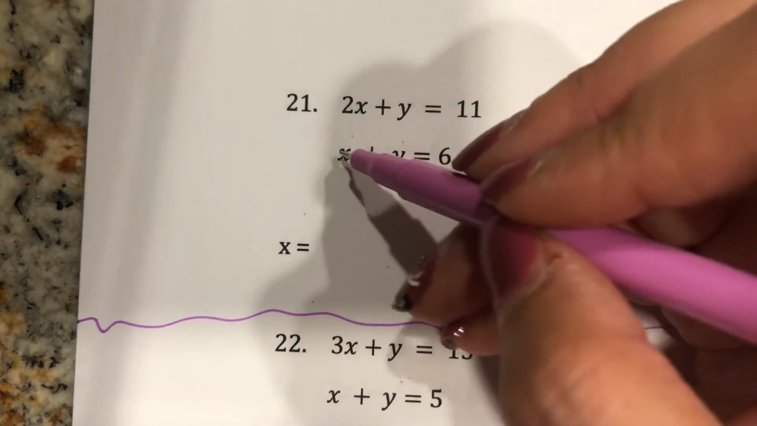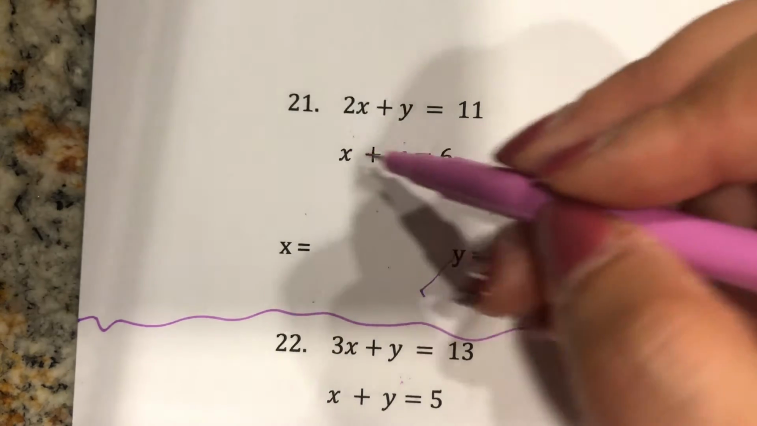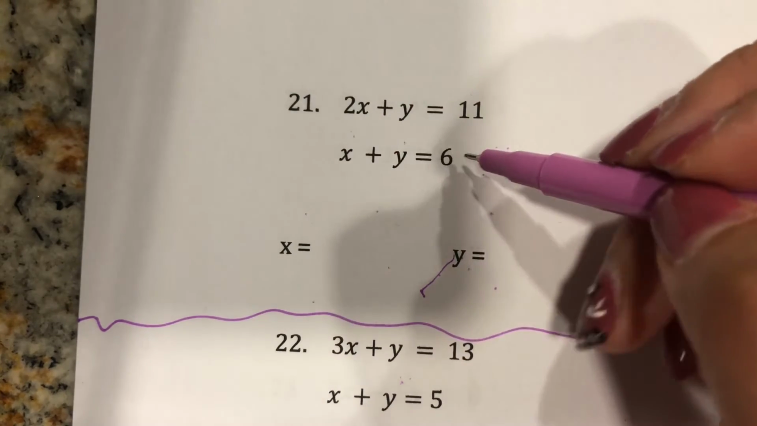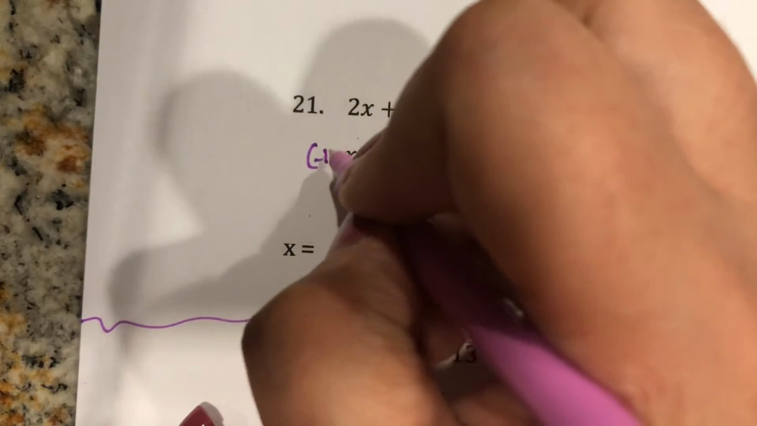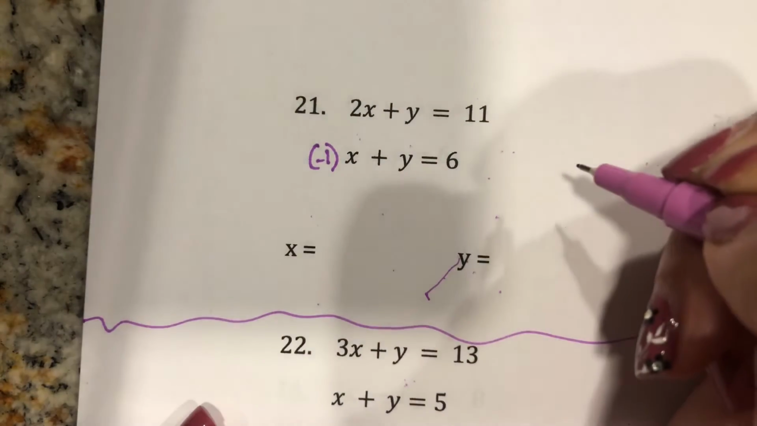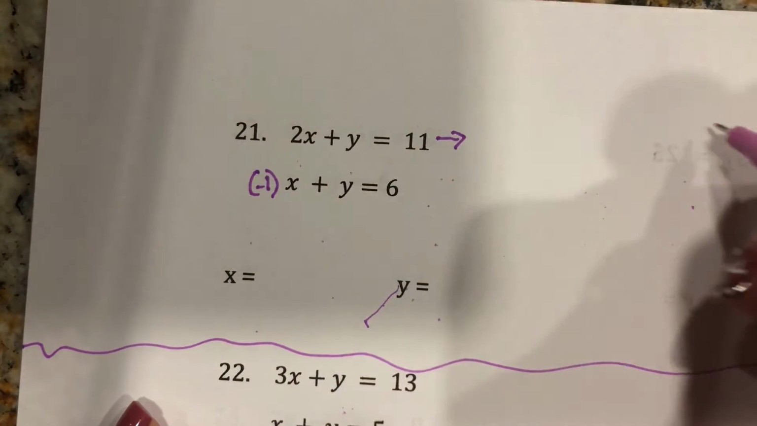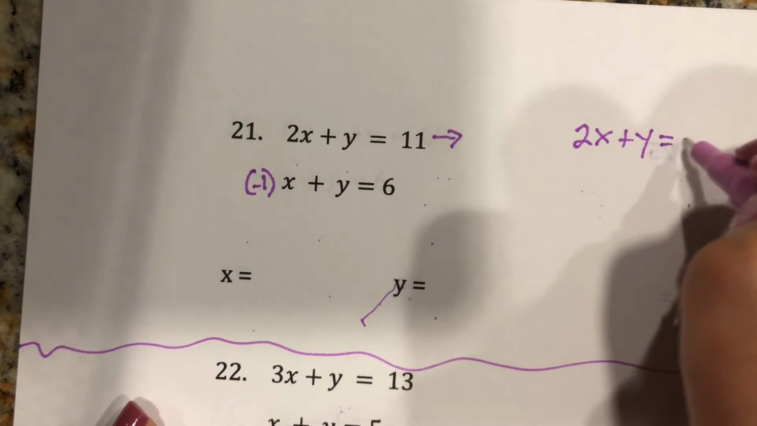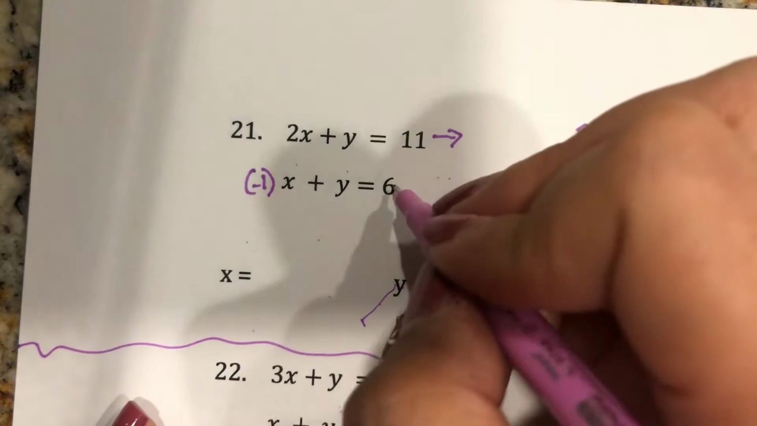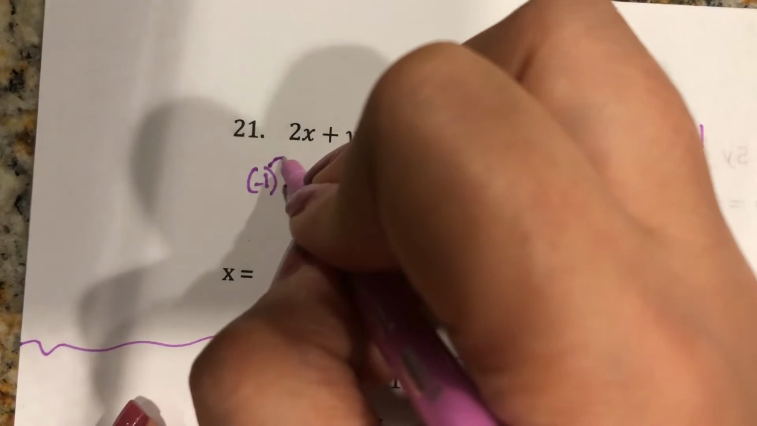So two options, I can either multiply this bottom one by a negative 2, or I can multiply this bottom one by a negative 1. I like smaller numbers, so I'm going to multiply this by a negative 1. So nothing is happening to this guy, so this guy's going to stay the same. 2x plus y equals 11. However, this guy right here is going to be transforming.